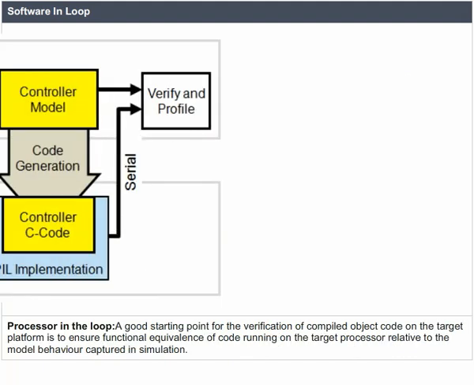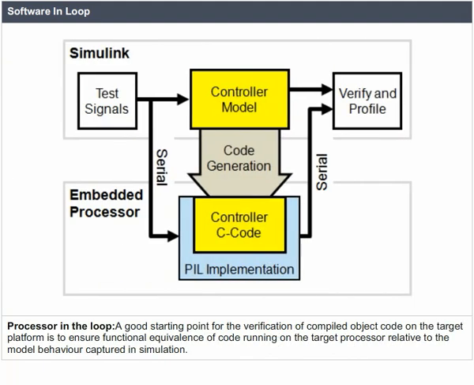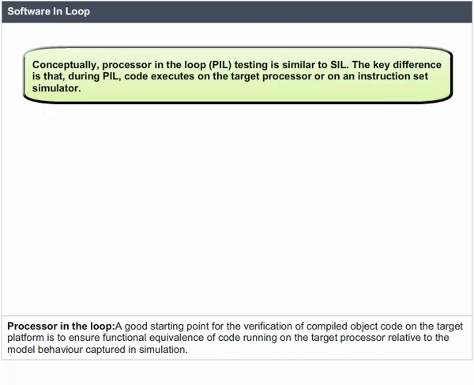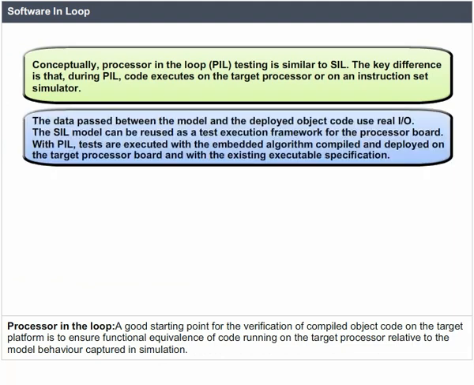Processor in the loop. A good starting point for the verification of compiled object code on the target platform is to ensure functional equivalence of code running on the target processor related to the model behavior captured in simulation. Conceptually, processor in the loop (PIL) testing is similar to SIL. The key difference is that during PIL, code executes on the target processor or on an instruction set simulator. The data passed between the model and the deployed object code use real input-output. The SIL model can be reused as a test execution framework for the processor board.